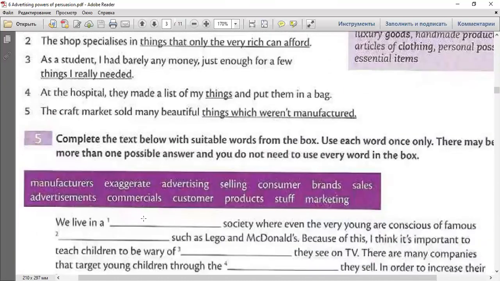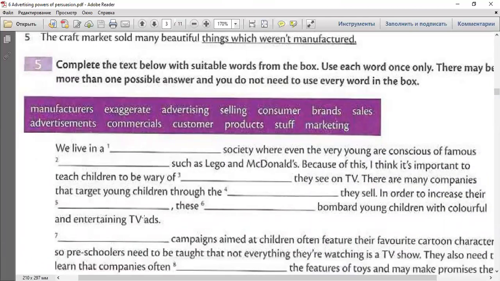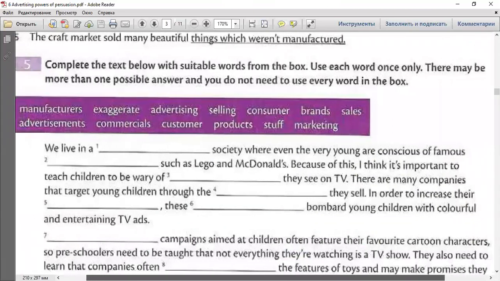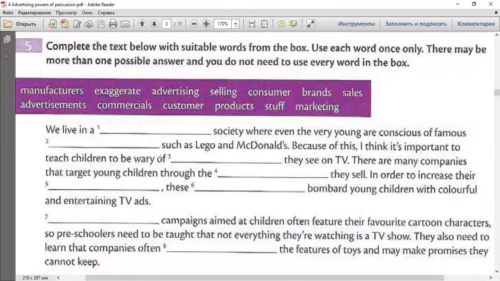Okay, so exercise 5, gap completion. So please complete the text below with suitable words from the box. Use each word once only. So there may be more than one possible answer, and you do not need to use every word in the box. Okay, but you need to use a word once only.